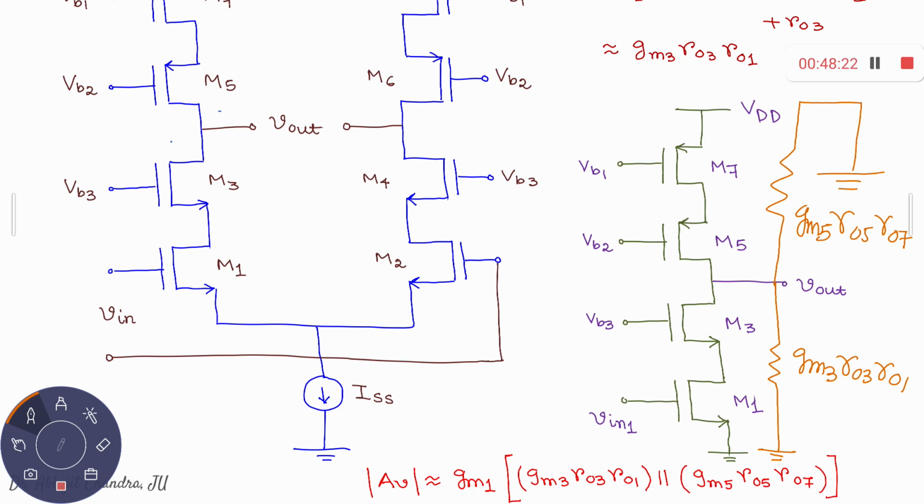So ultimately, what is that? Ultimately, this mod Ad can be approximately in the form of (gm ro) whole square, because we have gm3 ro3 ro1 parallel gm5 ro5 ro7. So their parallel combination is in the form of gm ro, and this is multiplied with another gm. So (gm ro) whole square. Obviously this is much larger as compared to your previously obtained gm ro. This one is larger.